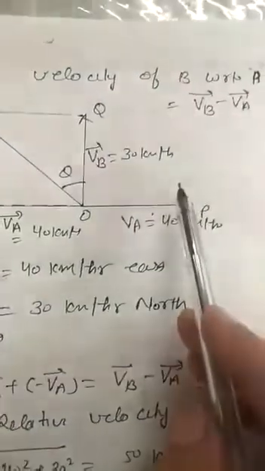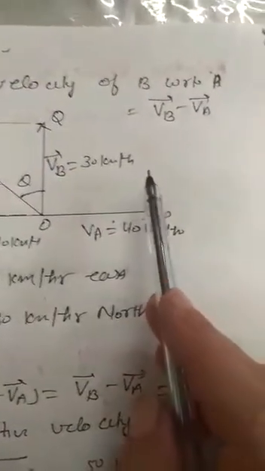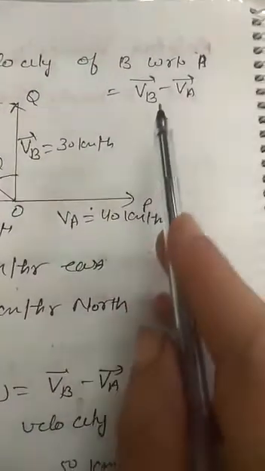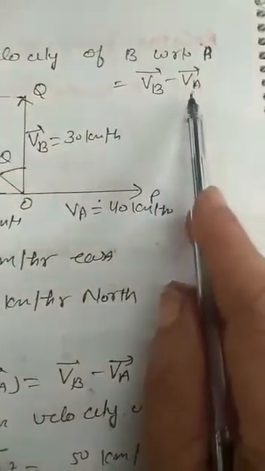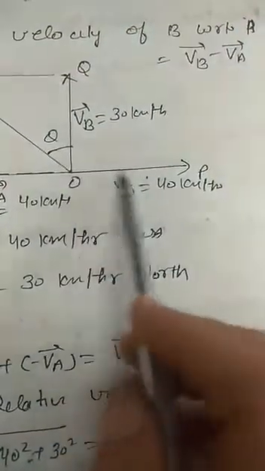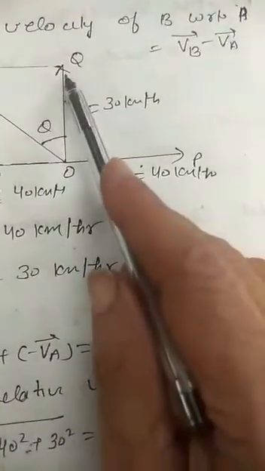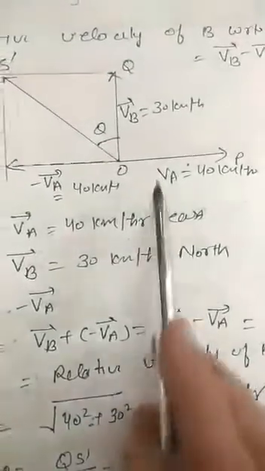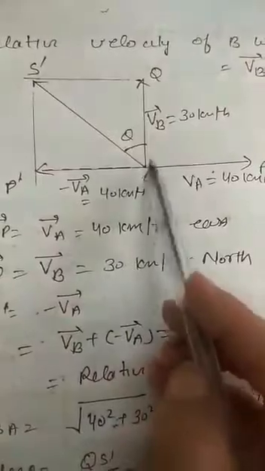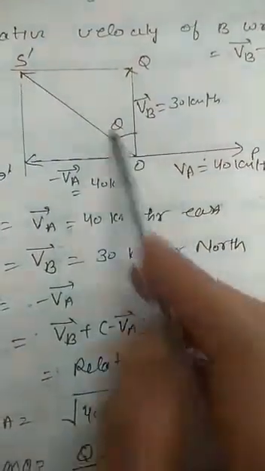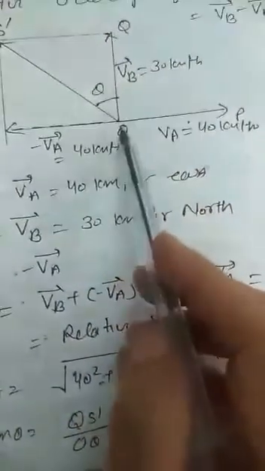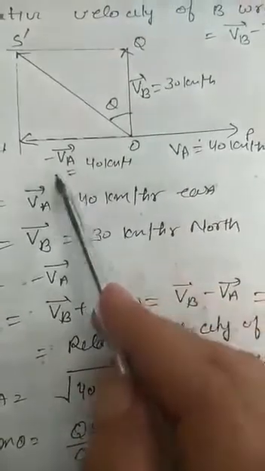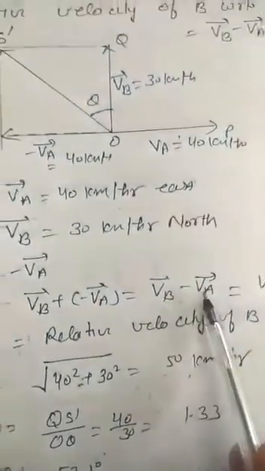Now if we have to find the relative velocity of B with respect to car A, means in which direction car B will appear to be moving to the person in car A, we have to find VB minus VA. So again we can simply draw: this is vector VA and this is vector VB. This will be the minus of vector VA. By completing the parallelogram, this OS dash will be equal to the addition of these two vectors, means vector VB plus minus vector VA, means VB minus VA.